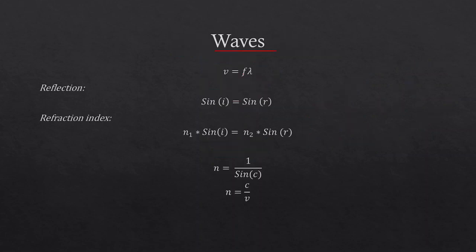Then we have waves, where we have v is equal to f lambda. v is velocity, f is frequency, and lambda is wavelength. Frequency is measured in 1 by second, or second to the power minus 1, or hertz. When it comes to reflection, we have sin i is equal to sin r, or simply the angle of incidence is equal to the angle of reflection.